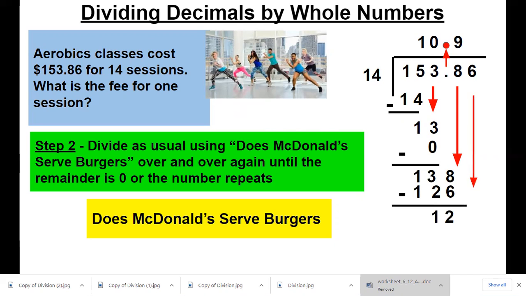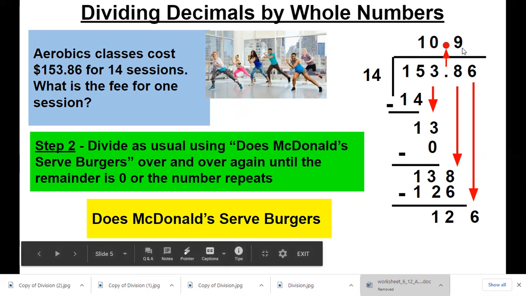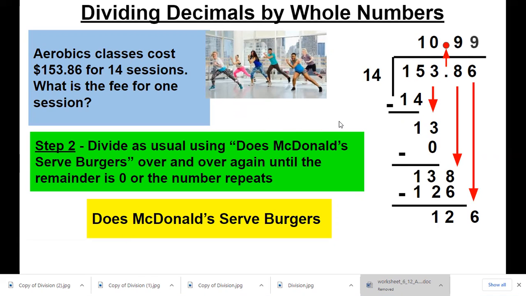And now I bring down my 6. And I already know that 14 goes into 126 exactly 9 times because I just did it. So 9 is my other answer. Now 14 times 9, it's 126. I subtract, and I get 0. I'm done. I have no remainder anymore.